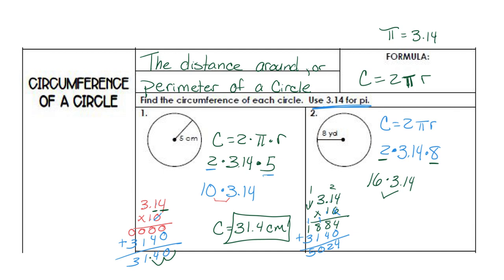So now I need to double check my problem. I have 2 digits behind a decimal. So go 1, 2, put a decimal back in. And the circumference of the circle is 50.24 yards.